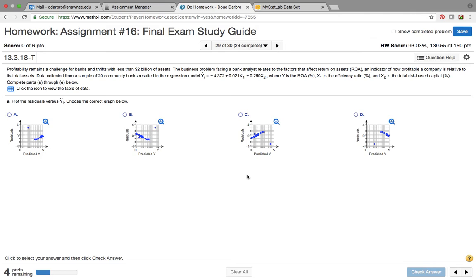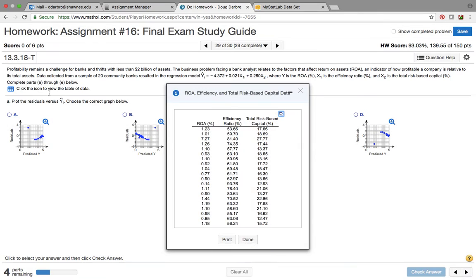Number 29, profitability remains a challenge for banks and thrifts. With less than $2 billion in assets, the business problem facing a bank analyst relates to factors relative to total assets. Data collected from 20 community banks resulted in the regression model where Y is ROA, efficiency ratio, and risk-based capital. All right.